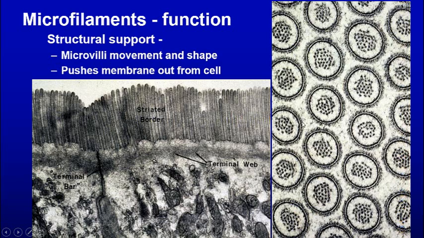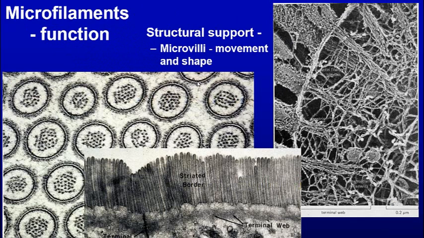We see the glycocalyx on the outside, but you see in cross-section the actin. So, microvilli movement and shape. The microvilli can kind of go in and out a little bit, but they don't really beat like cilia do. But you do have machinery there that can make the microvilli get longer or shorter. It pushes the membrane out, pushes out the cell. And then we have structural support, microvilli movement.